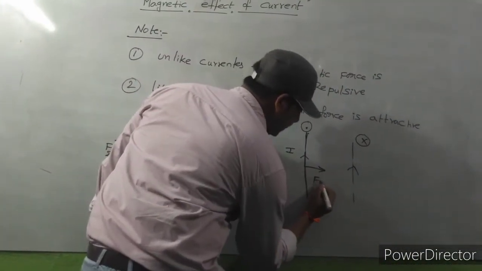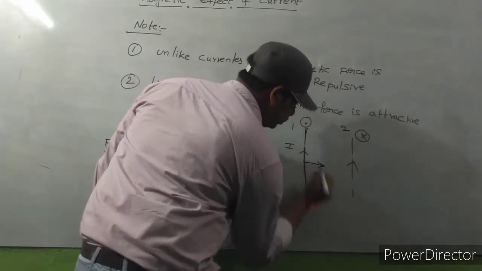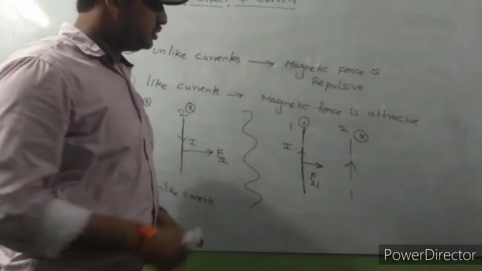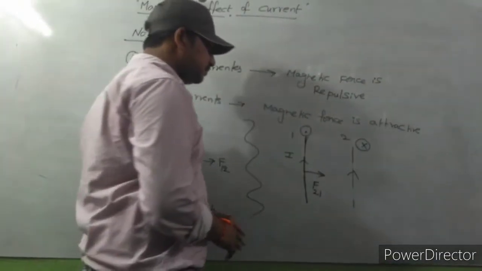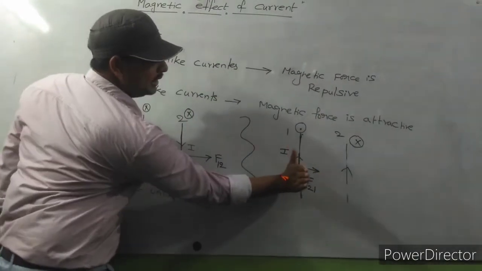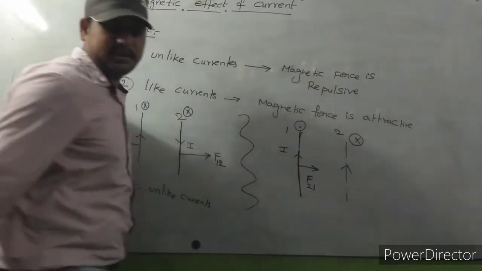This is the force acting on. This is first, this is second. Force acting on 2 due to 1. So have you understood? Please observe carefully. Thumb indicates direction of current. Fingers indicate direction of magnetic field like this. They are placed so, and magnetic force acts in this direction.